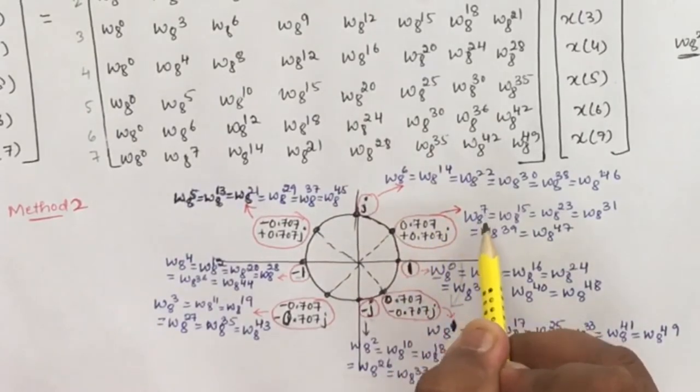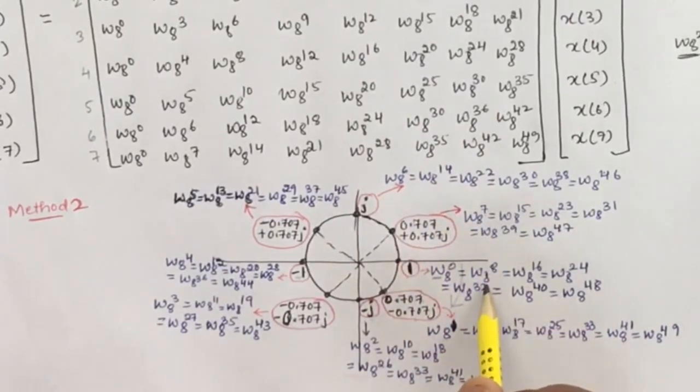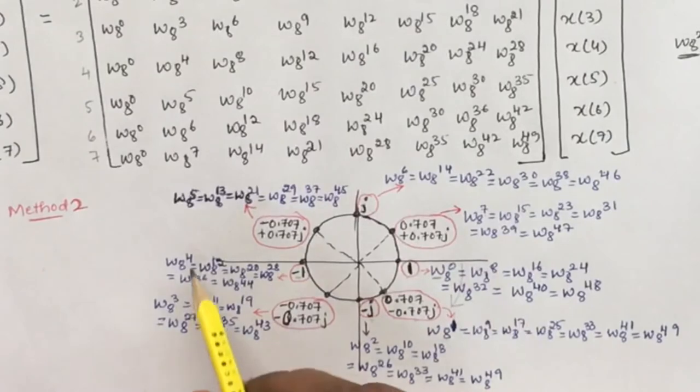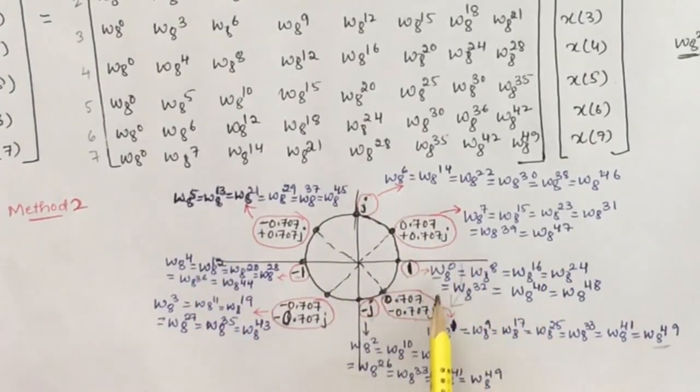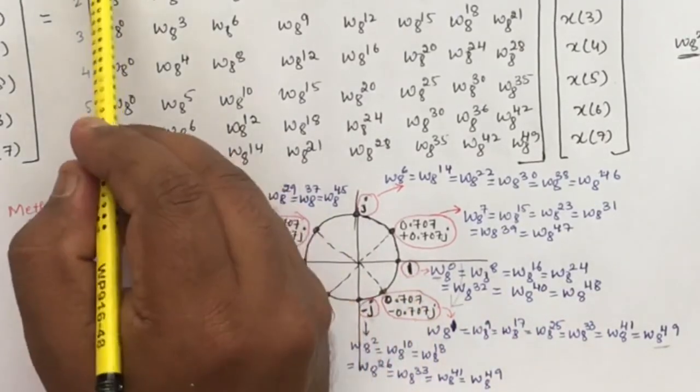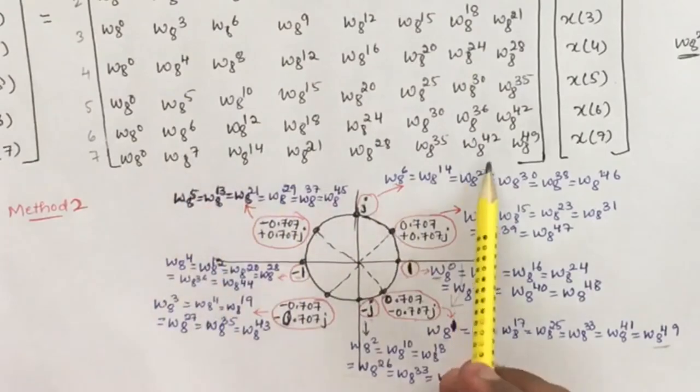After writing 7, we will repeat the values here. We will write w8 to the power of 8, w8 to the power of 9. Likewise, we will write all the values. Once we write these values, we can easily find out that w8 to the power of 0, w8 to the power of 8, w8 to the power of 16, 24, 32, 40 and 48 will have the value 1. So we can fill those values in this matrix.